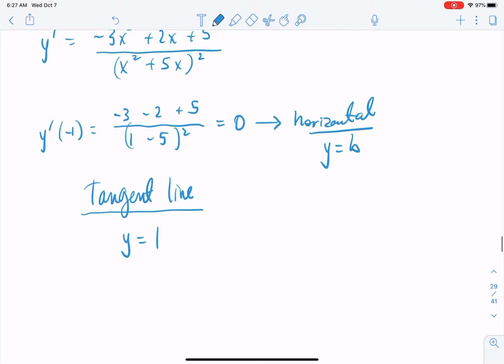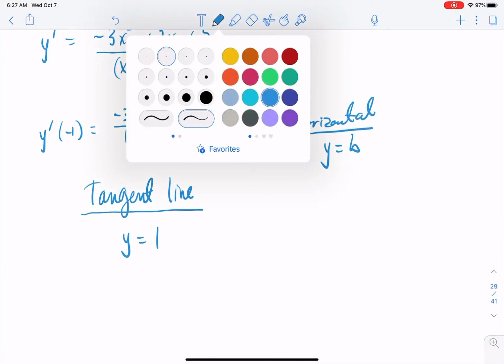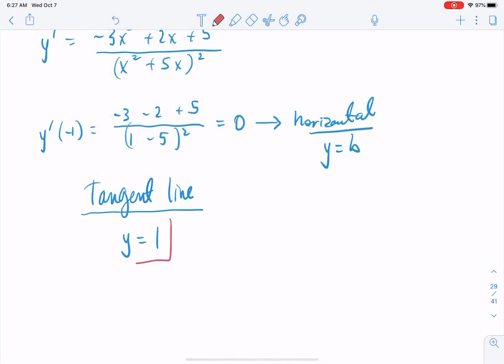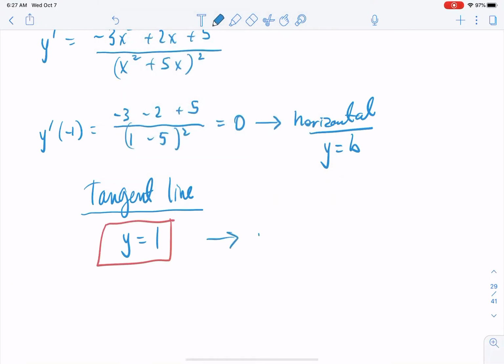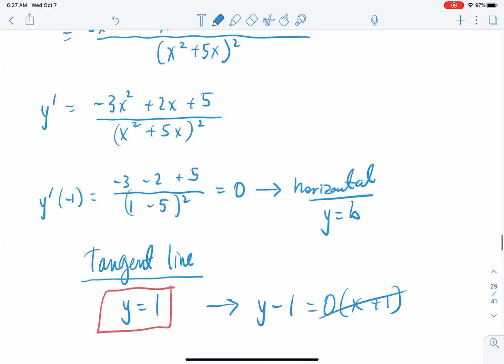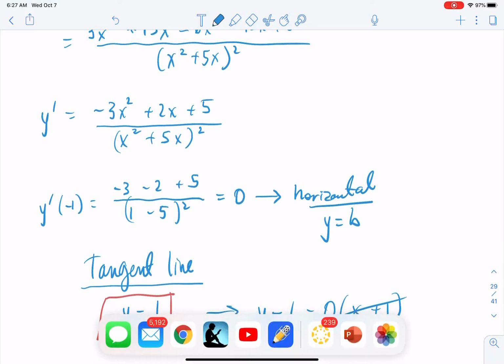If that didn't make sense to you, if you don't believe me, of course, you can just write it in, say, point slope form, like this. Y minus 1, which is the y coordinate, is equal to the slope times x minus a negative 1, so plus 1. That cancels out. Add the 1 over. Yes, we get y equals 1. Okay, just for the sake of being thorough.